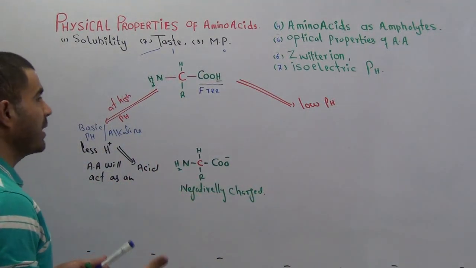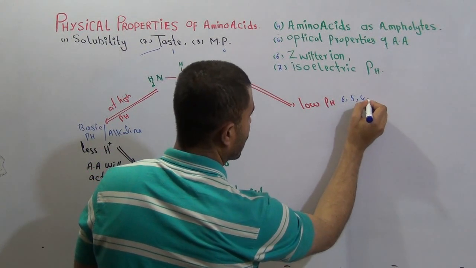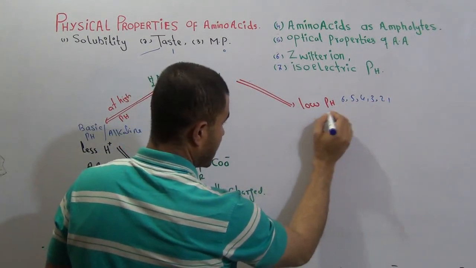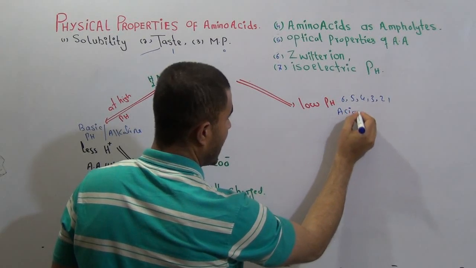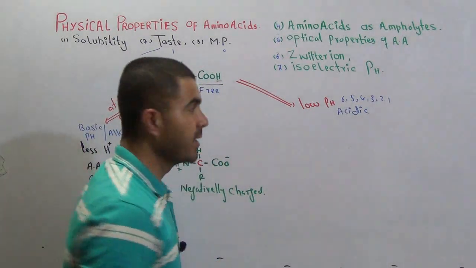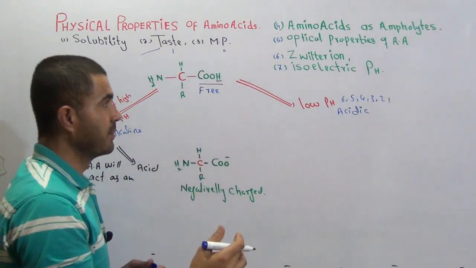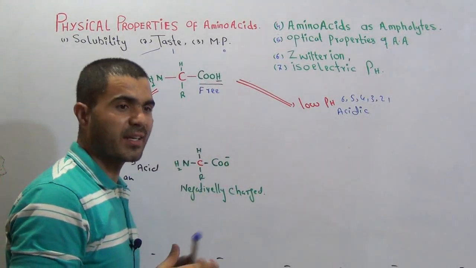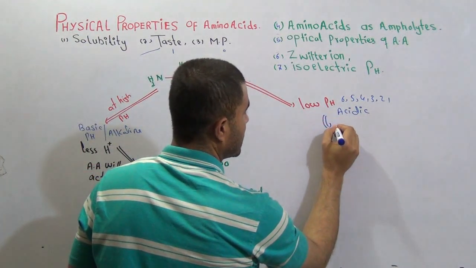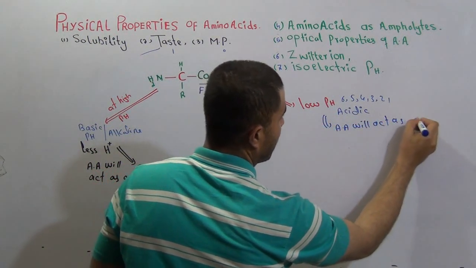Low pH, what is meant by low pH? Low pH means the medium is said to be acidic. Here the medium was alkaline, but here the medium is acidic. If you place this amino acid in an acidic medium, the amino acid will act as a base. In this condition the amino acid will act as a base.